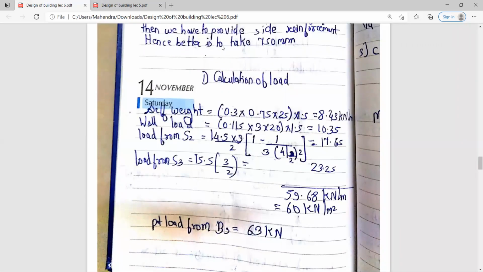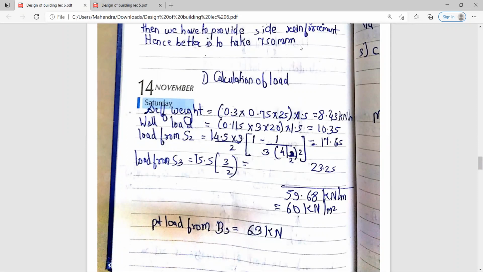So self weight acting on the beam B7 will be 0.3, that is B into D into density. So what is B? 300, as we are going to convert it in meter. So it will be 0.3. D is 750, so 0.75 into density, that is 25 into 1.5. So the self weight you get is 8.43 kilonewton per meter.